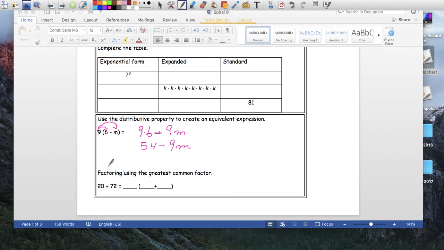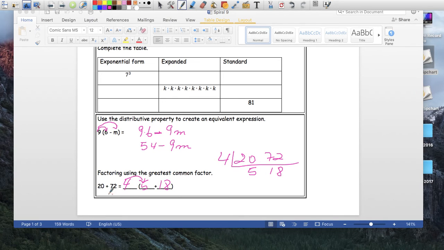This is almost like going backwards again. So 20 plus 72. How did it become that? Let's find the GCF. 4 works. 4 goes into 20 five times, 4 goes into 72 eighteen times, that works. Anything else I can do here? No. So 4 is my number outside, 5 will be my first number inside the parentheses, and 18.